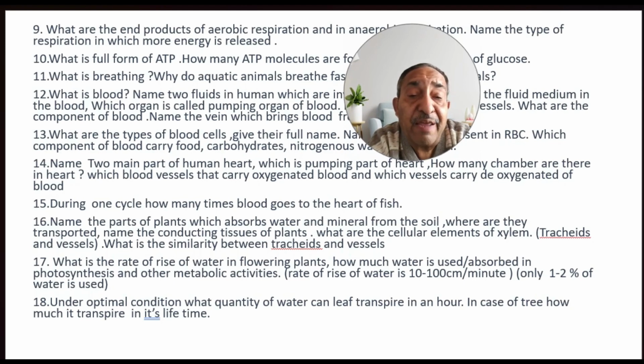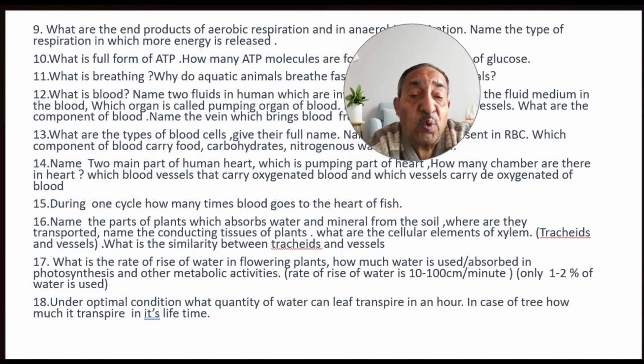Next, name the part of the plants which absorbs water and minerals from the soil. Where are they transported? Name the conducting tissue of the plant. What is the cellular element of xylem, tracheids or vessels? What are the similarities between tracheids and vessels?